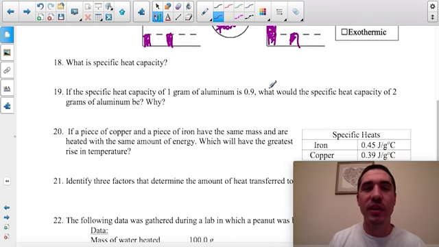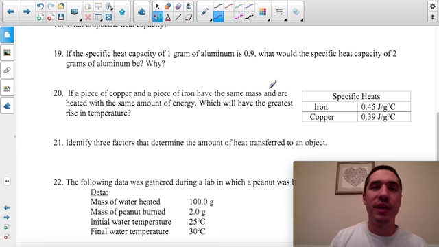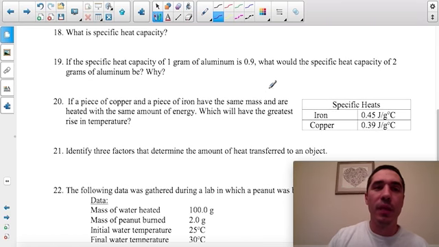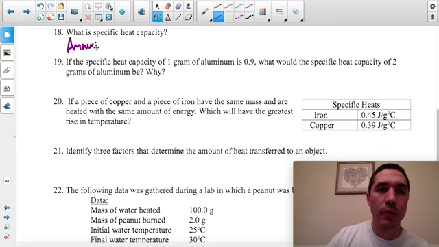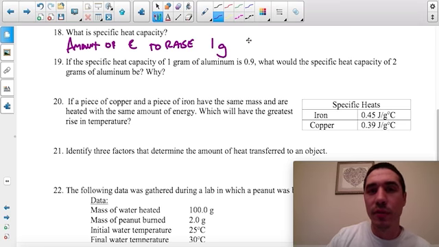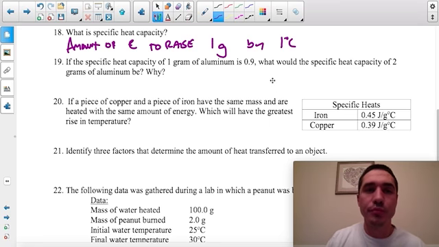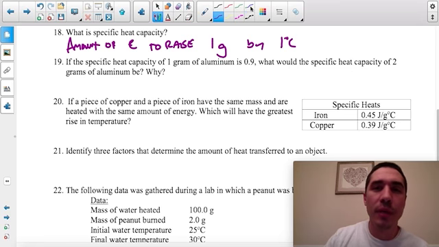What is specific heat capacity? Specific heat capacity is defined as the amount of energy to raise 1 gram of a substance by 1 degree Celsius. The specific heat capacity of 1 gram of aluminum is 0.9. What would the specific heat of 2 grams of aluminum be?